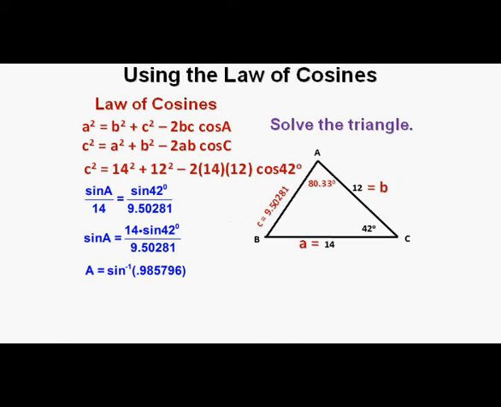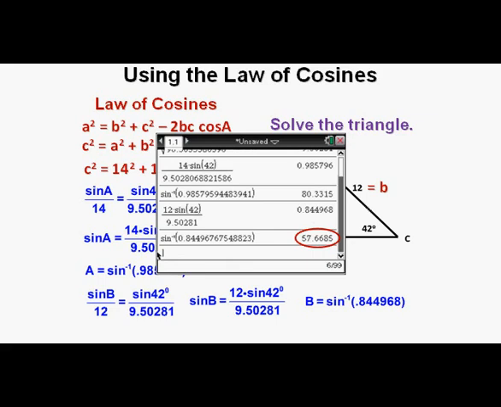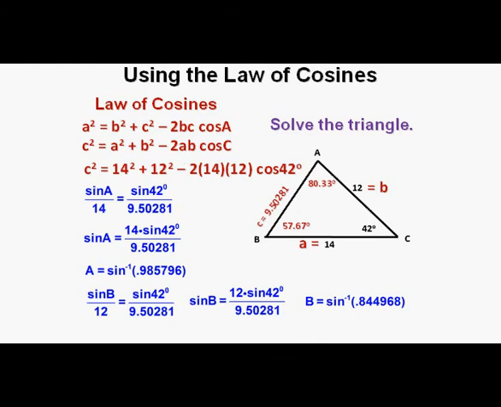Now we'll solve for angle B by setting up the equation sine B over 12 equals sine 42 degrees over 9.50281. And solving for sine B, we have sine B equals 12 times the sine of 42 degrees over 9.50281. And here is sine B entered into the calculator. We get sine B is equal to 0.844968. So angle B is the inverse sine of 0.844968. And using the calculator, angle B is 57.6685 degrees. And rounded to the nearest hundredth of a degree, angle B equals 57.67 degrees, which is labeled inside the triangle at angle B.